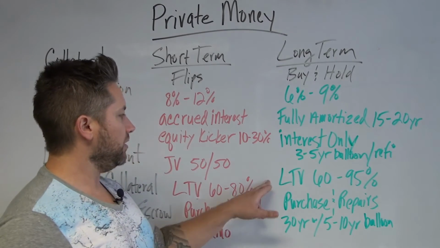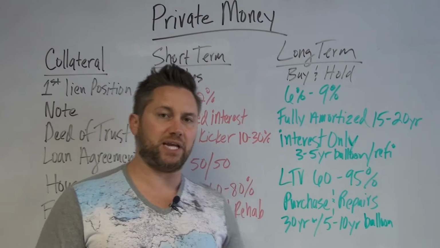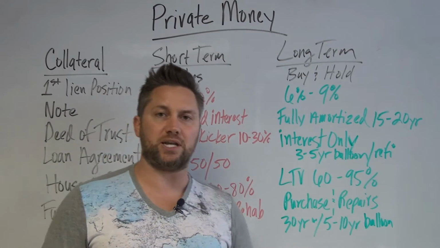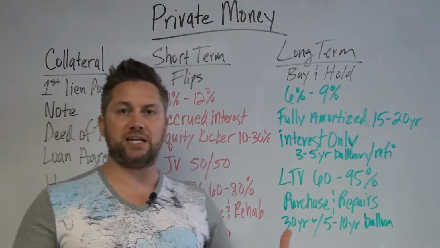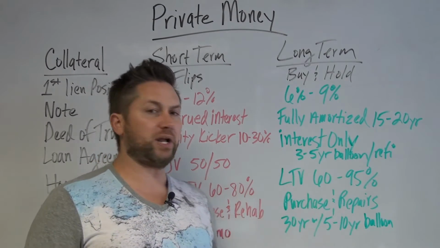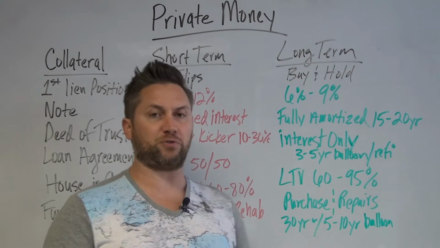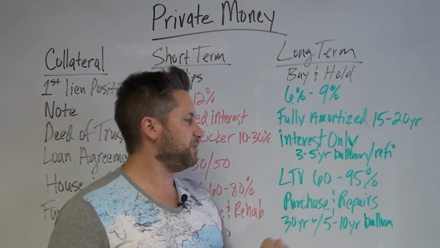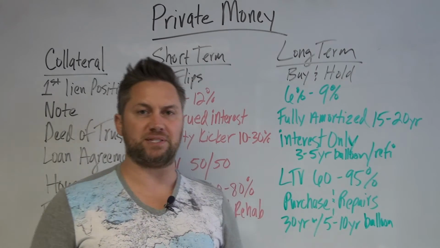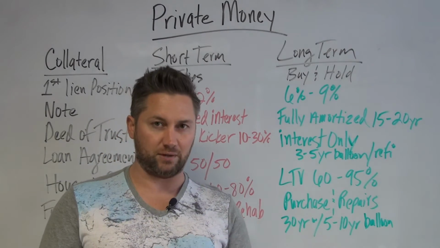Loan to value 60 to 95%, depending on how well you can negotiate a discount on the property that you purchase. Up to 95%. If I know that in my market properties are appreciating 3 to 5% a month right now, it still puts them in a nice position because I know I'm going to mark the property up and sell it. So it just depends on the deal.